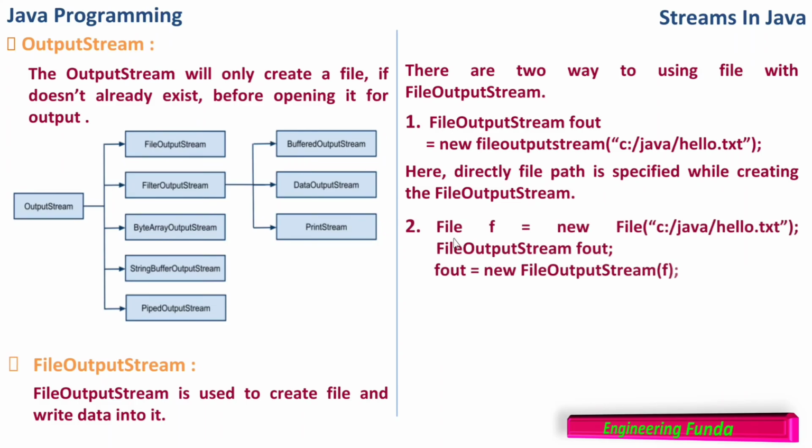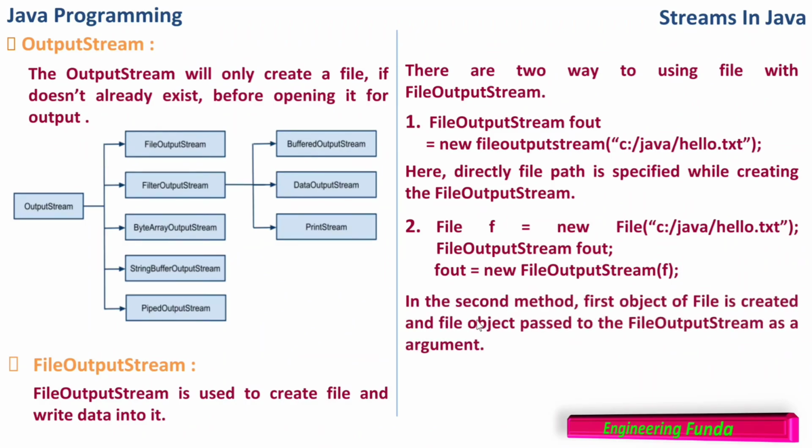Then the second way is File f equal to new File and then the path name where the file exists, and then we write FileOutputStream fout equal to new FileOutputStream f, where f is the object of the File class. Now this is just similar to file input stream where we have two ways. Here also we have two ways of creating an output stream. In the second method, first the object of the file is created and then the file object is passed to the file output stream as an argument.